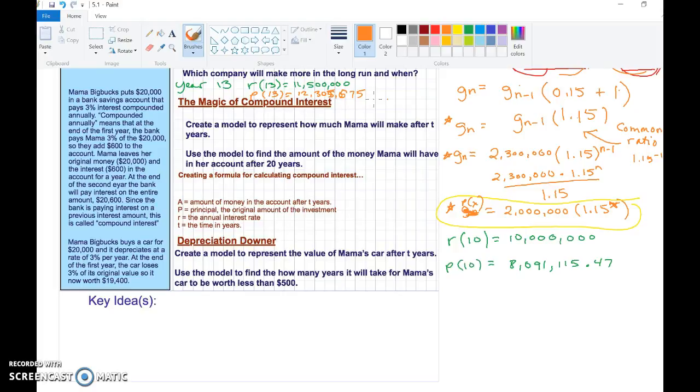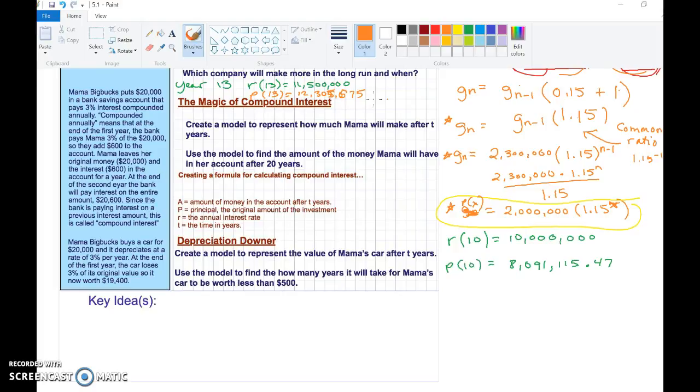Okay, let's go on to the magic of compound interest. So let's read about Mama Big Bucks. She puts $20,000 in a bank savings account that pays 3% interest compounded annually. Now, compounded annually means that at the end of the first year, the bank pays Mama 3% of the 20,000. So they add $600. That's 3% of 20,000.